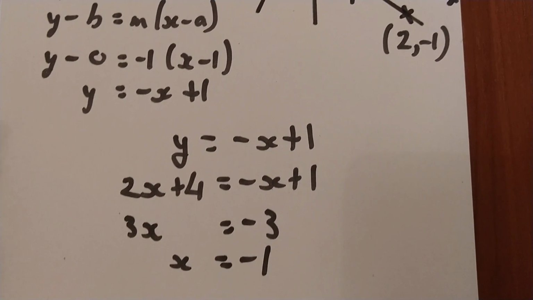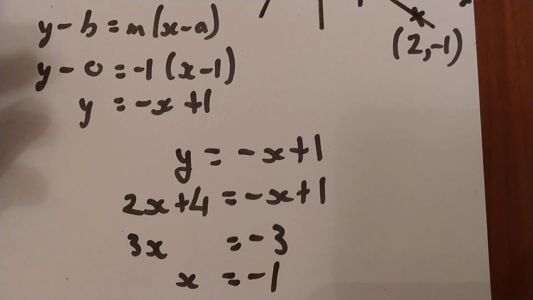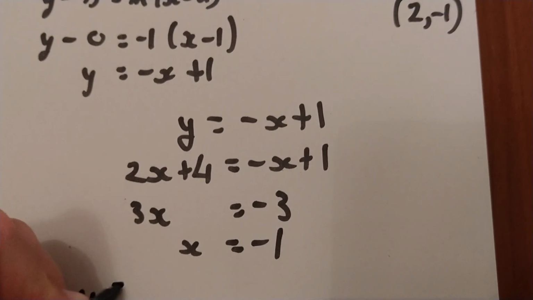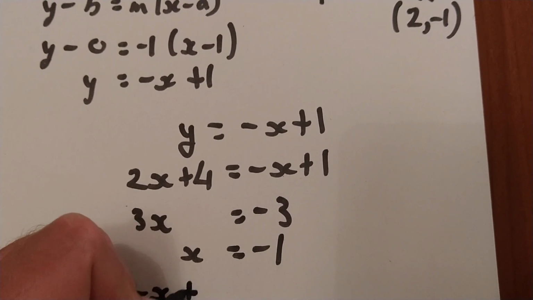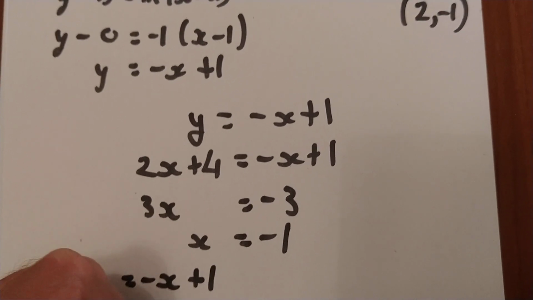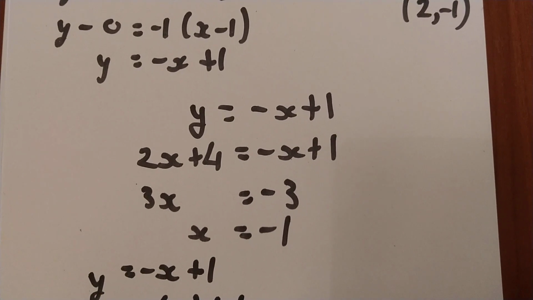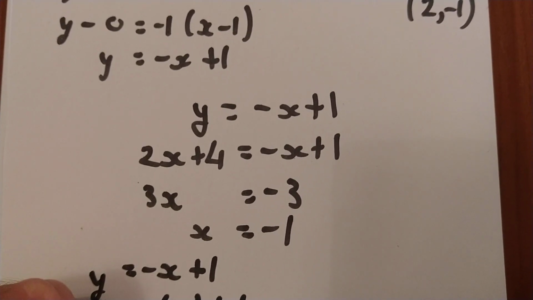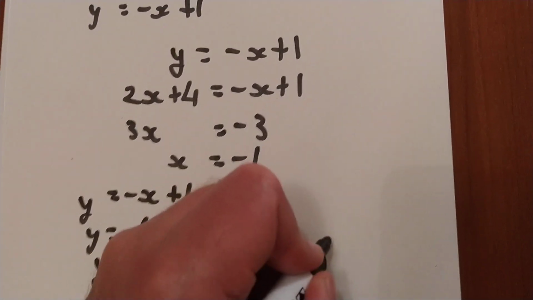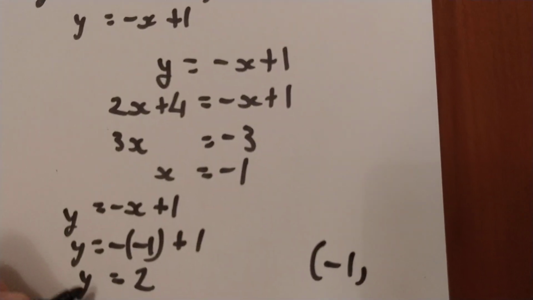Pick the simpler of the two equations. y is negative x plus 1. It's probably the simpler. It doesn't really matter which one I use though. y is minus x plus 1. y equals minus negative 1 plus 1. That's 1 plus 1, y equals 2. My point of intersection then is negative 1, 2.